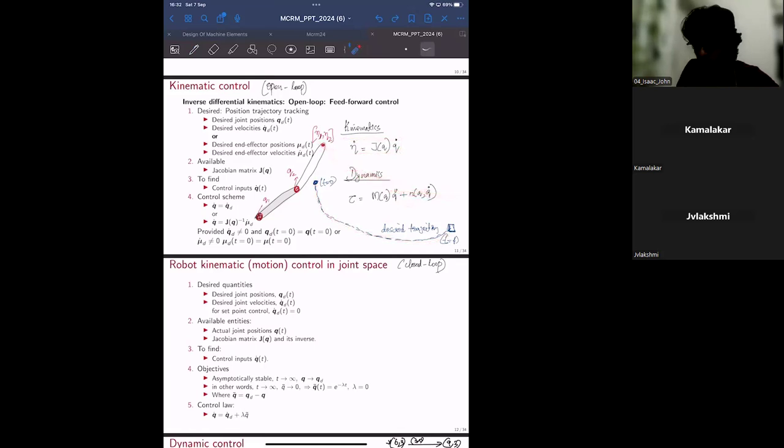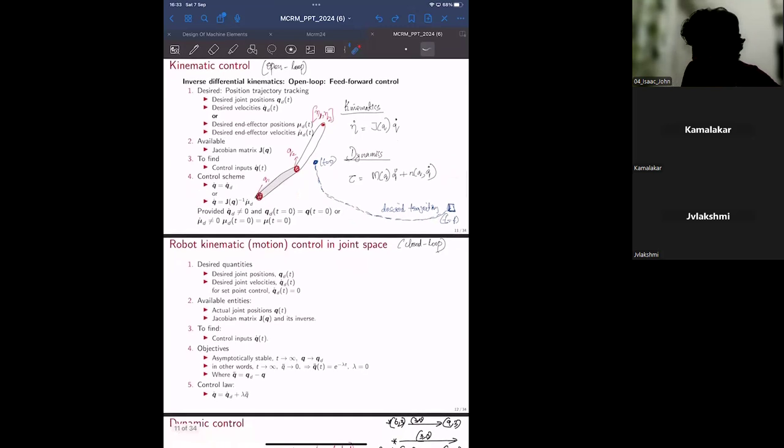So in order for these open loop schemes to work, you have to first make sure that the initial position of the actual trajectory and the initial position of the desired trajectory are the same. That is, Q desired at t equal to 0 and Q at t equal to 0. Then only it'll be able to follow this trajectory. Otherwise, it will follow some other trajectory. Okay, then what is happening in the next slide?